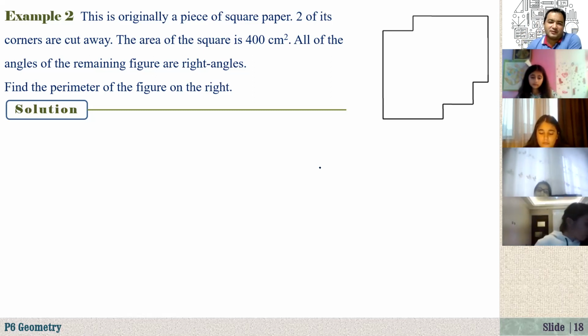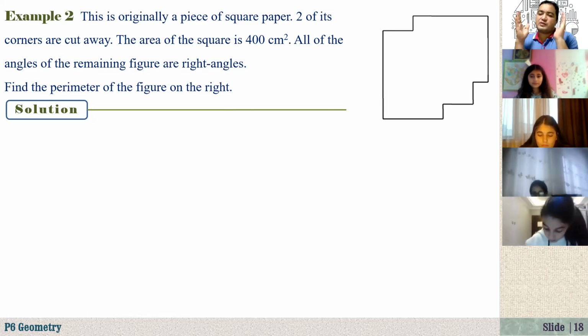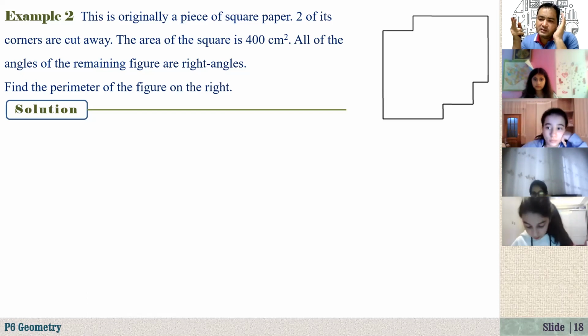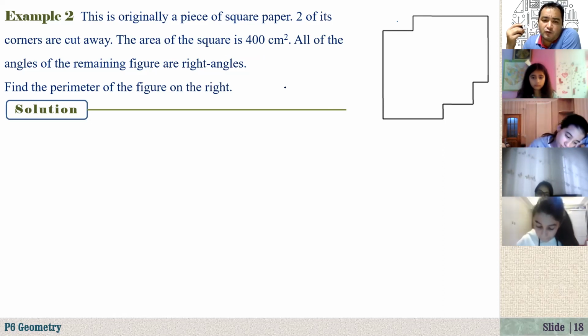Very easy question. Look, here, you understand the question, right? Here in your hand, there's a square shaped piece of paper. And with scissors, maybe you're making some kind of decoration. You just cut away this part, right? And the upper part, and also this part. And it says that the area of the square is 400 centimeters square before you cut off the corners.